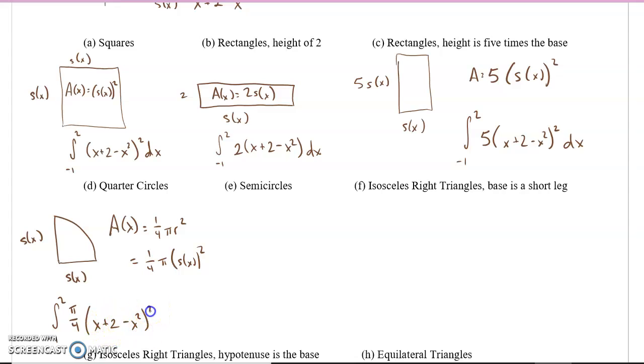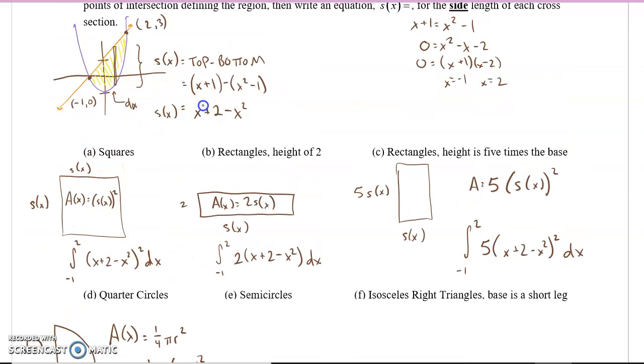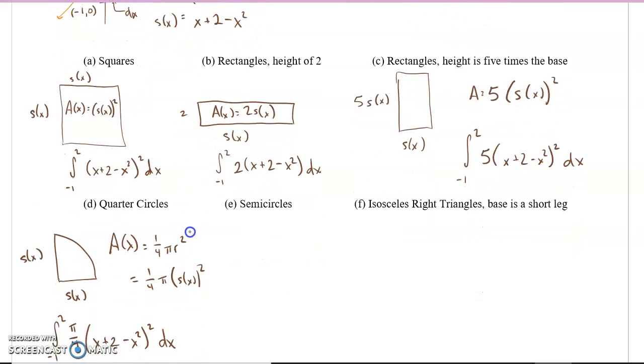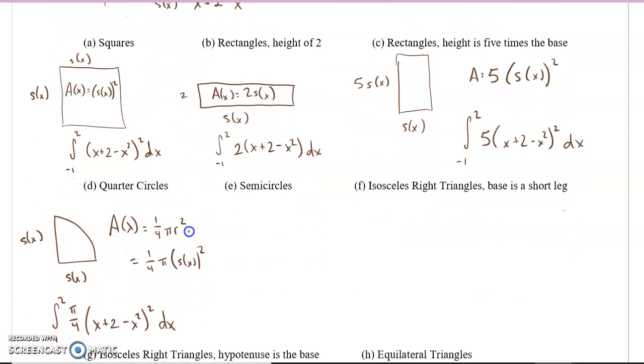But notice that we keep on using this same x plus 2 minus x squared each and every time, because that is the side length that we determined at the very beginning up here, right? So we're going to see this show up in every single one of these, regardless of the shape of the cross section. Okay, so semicircles, pay attention to semicircles.